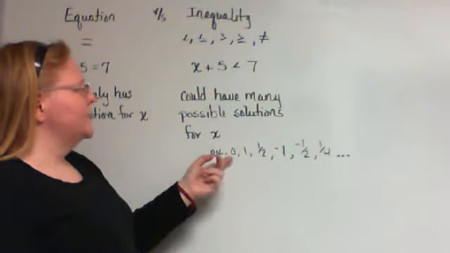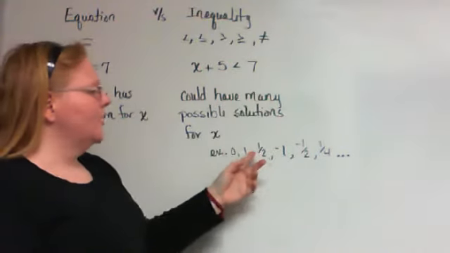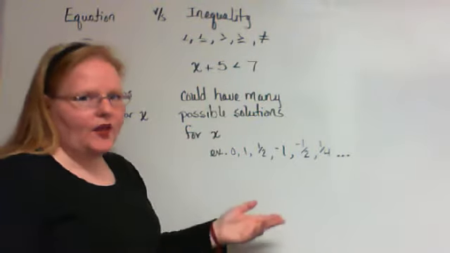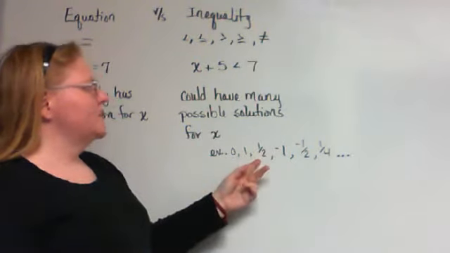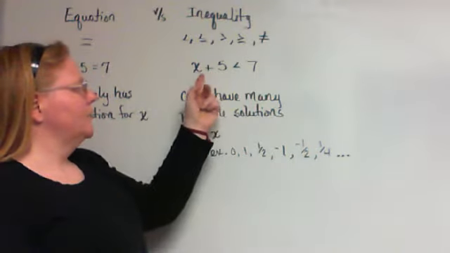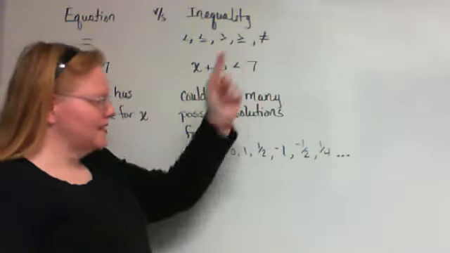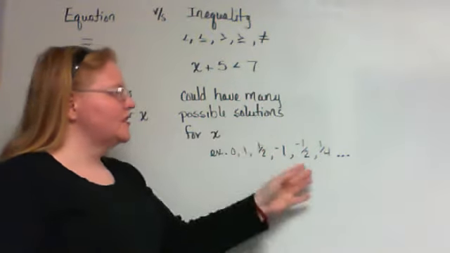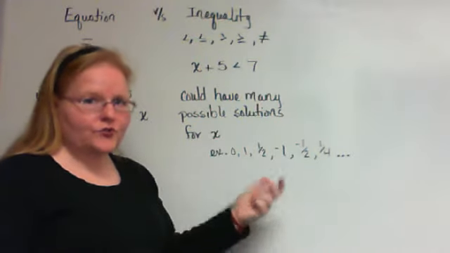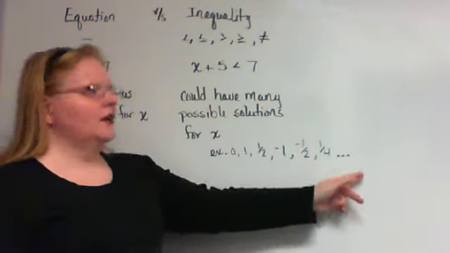So x in this case could be 0, because 0 plus 5, that's less than 7. So that means it's a possibility. Or x could be 1, because 1 plus 5 is 6, and 6 is less than 7. So that's a possibility. 1/2 is a possibility, because 5½ is less than 7. -1 is a possibility, because -1 plus 5 gives you 4, and 4 is less than 7. So all of these numbers still keep that a true statement. And since that's the case, all of these are solutions for that statement, which means we can have a whole bunch of solutions. See, I put a little ... because they keep on going.